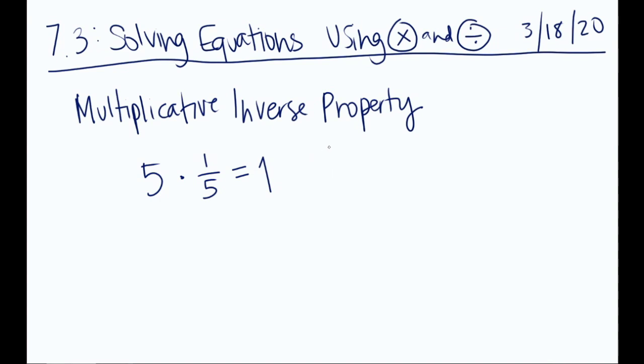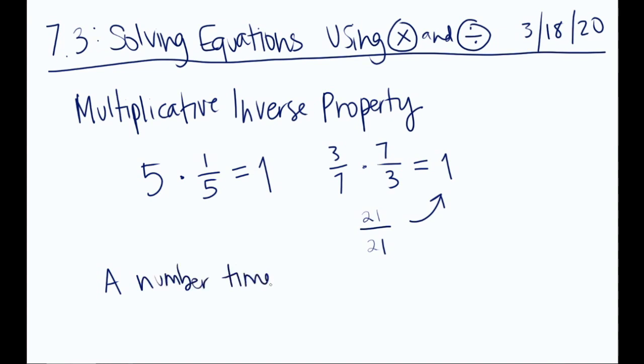So if I have a fraction, let's say like 3/7, 3/7 times 7/3 will always give me 1. And this is because if I look at the numerators, 3 times 7, that's 21. And the denominators are also 21. And 21/21 equals 1. So basically, a number times its reciprocal equals 1. And this is going to come in handy for us a little bit later. All right, moving on.